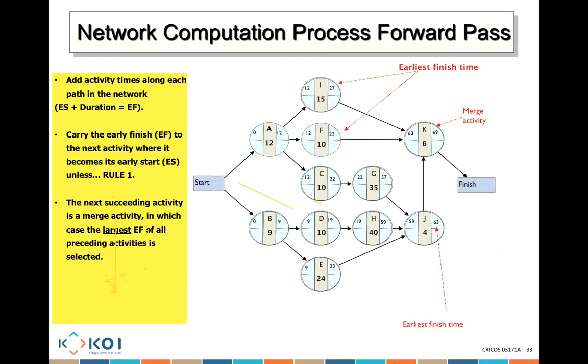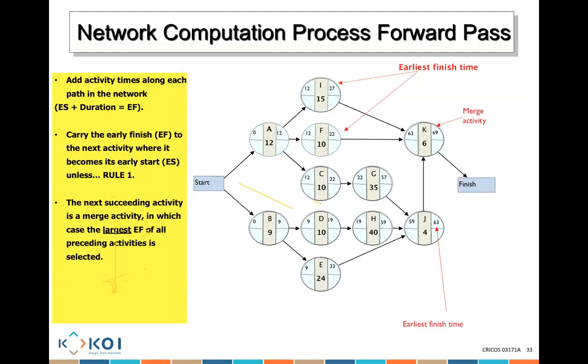Because you need to calculate the longest duration of the project. If you use G, for example, it's 57 days, which means the project will finish earlier. But in reality, it can't finish earlier because there's an activity that will take longer. So even though G might finish first, H cannot start because it will require more time.